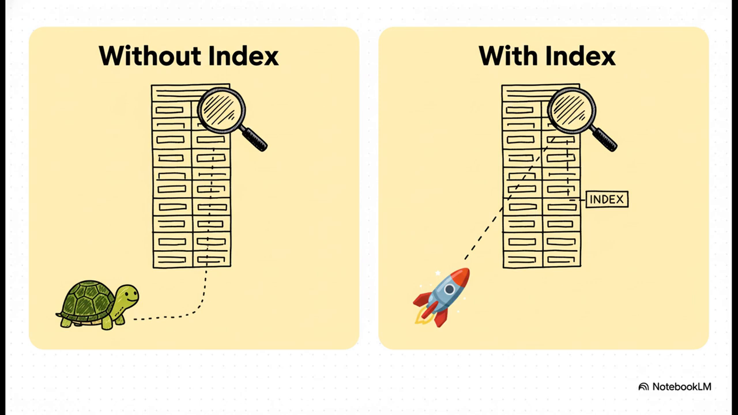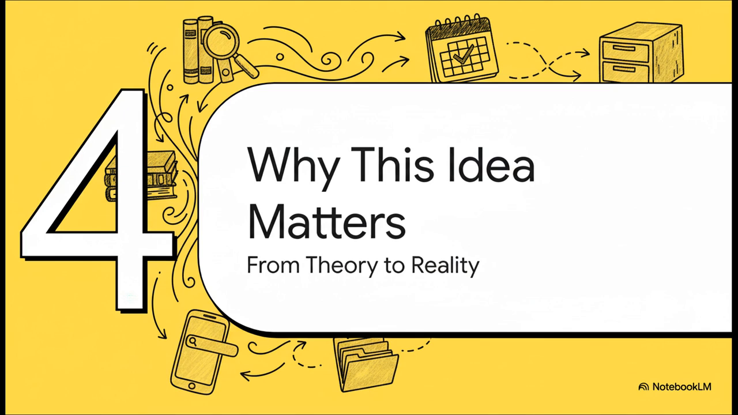The difference here is just night and day. On one side, you have that slow, plodding, row-by-row scan. On the other, a direct jump. And as the data grows, the without index method gets impossibly slow, while the with index method stays lightning fast. It doesn't matter if it's 1,000 rows or 1 billion. This is a total game changer for performance. Okay, so this is a really cool technical concept, for sure. But why does it actually matter? Where do we see this playing out in our own lives?